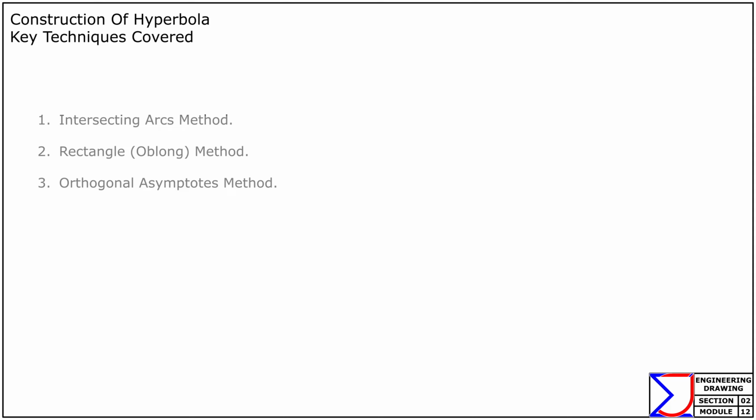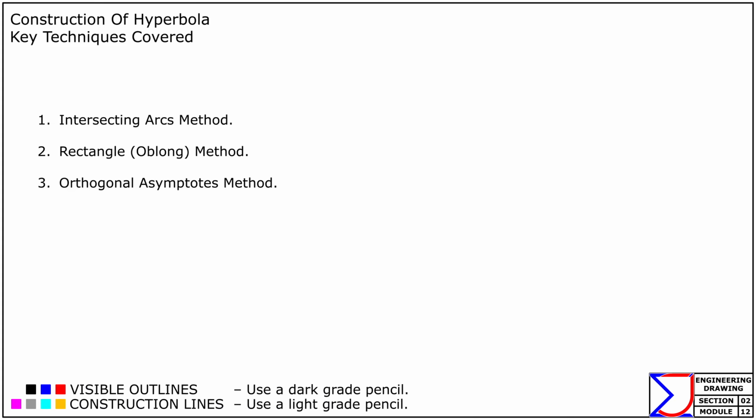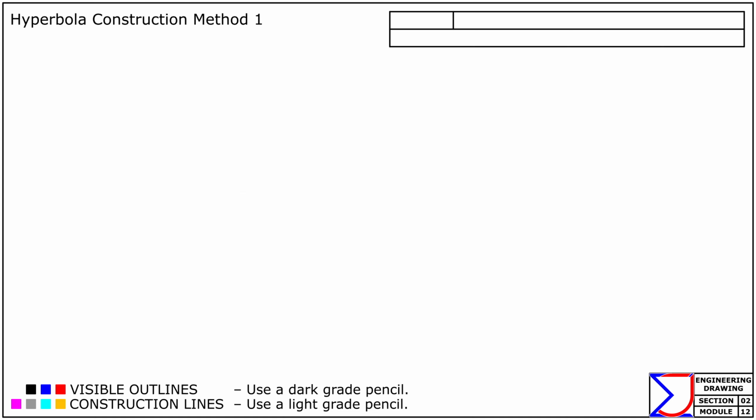The key techniques we will cover are: 1. Intersecting arcs method, 2. Rectangle or oblong method, 3. Orthogonal asymptotes method. By learning these methods, you will gain the ability to draw hyperbolas accurately and apply them confidently in technical and design drawings. Let's begin. Hyperbola construction method 1.